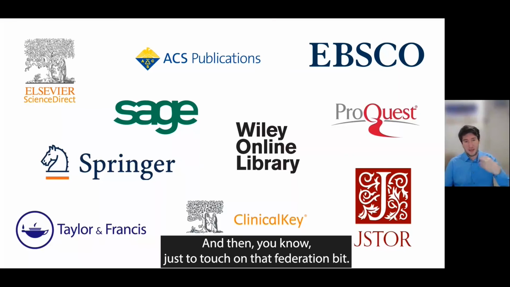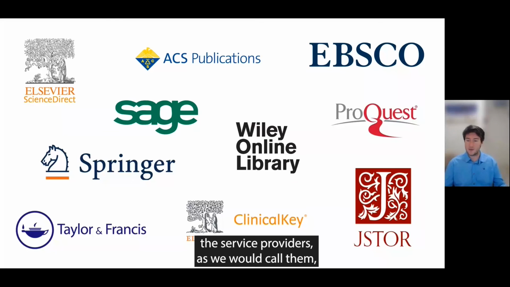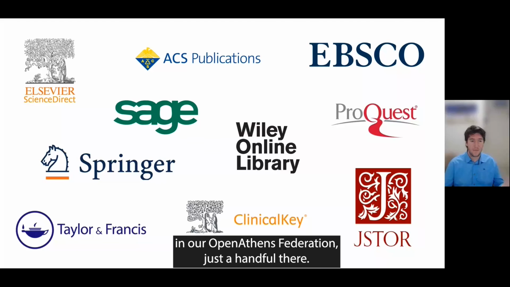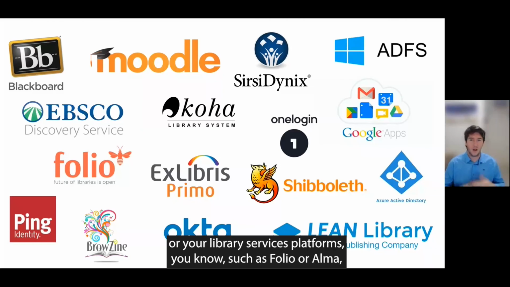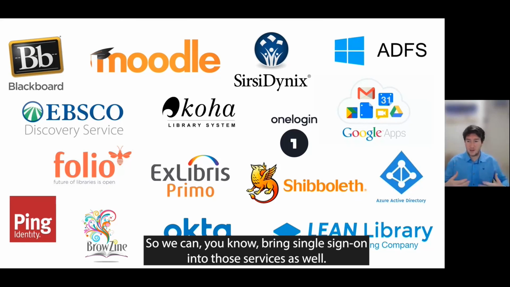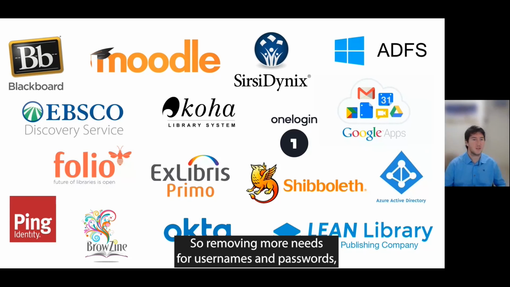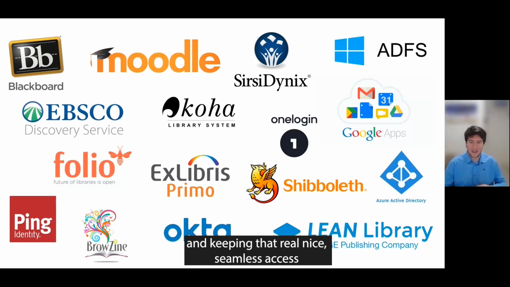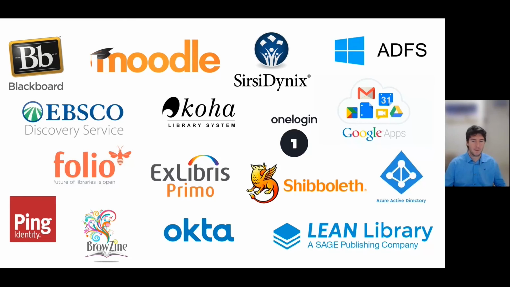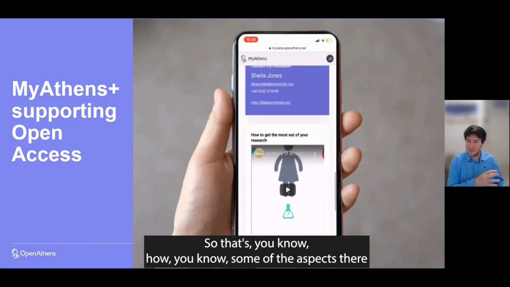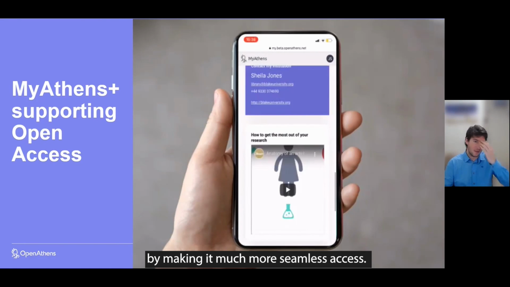And then, just to touch on that Federation bit. These are the publishers, the service providers, as we would call them in our OpenAthens Federation, just a handful there. But our service can also work with parts outside the service, or library services as well. So if you've got a virtual learning environment or your library services platforms, such as Folio or Alma, we can work with all of that. So we can bring single sign-on into those services as well, removing more needs for usernames and passwords, removing extra login screens, and keeping that real nice seamless access across all the library services. So that's how we're improving user experience by making it much more seamless access.